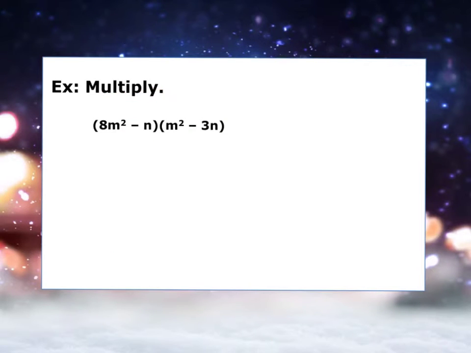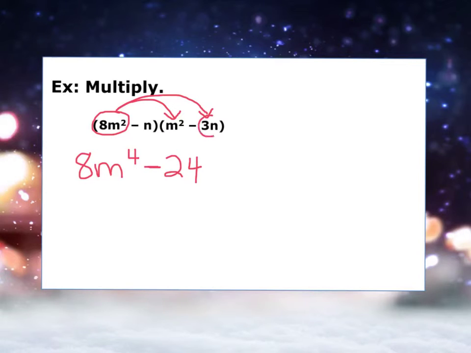Now that you see me use the box method, I'm going to go ahead and use the distributive method by distributing twice. So I'm going to first take the 8m squared and distribute it to the first term and to the second term. So I get 8m to the fourth power. Remember, I add the exponents. And then the second one is going to be negative 24 m squared n. Not to the n, excuse me, multiplied by n.